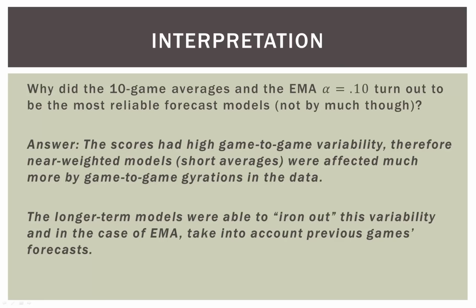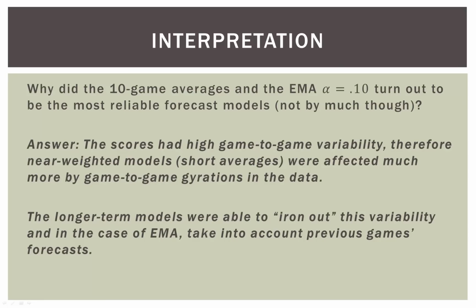And in the case of the EMA, it actually took into account previous games' forecasts. And that's what makes the EMA unique. Not only does it use previous game data, it also uses previous games' forecasts. So by taking longer time periods into account, the 10-game moving averages and the EMA of 0.1 were able to iron out that variation. And here's sort of the example I can use. The EMA of 0.1 and that 10-game weighted moving average.